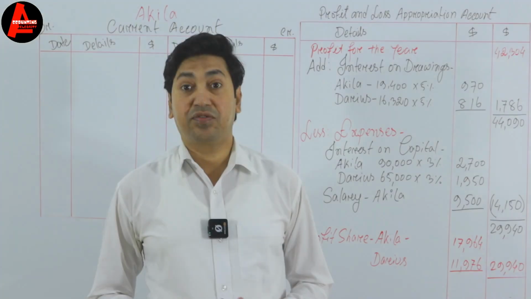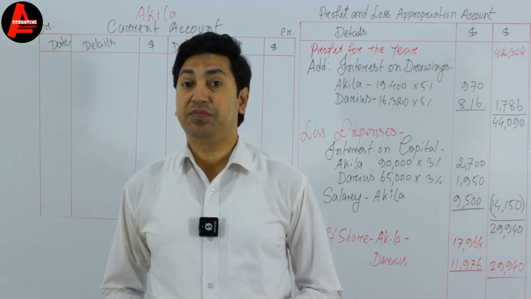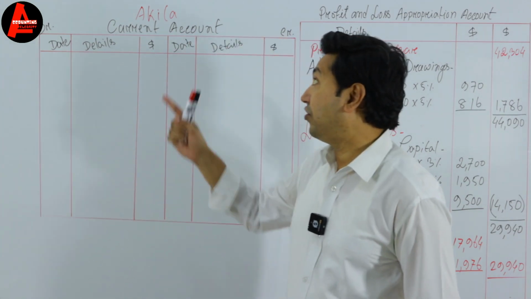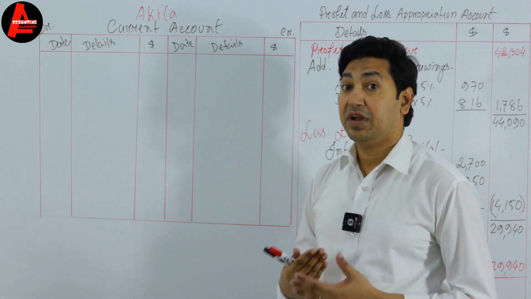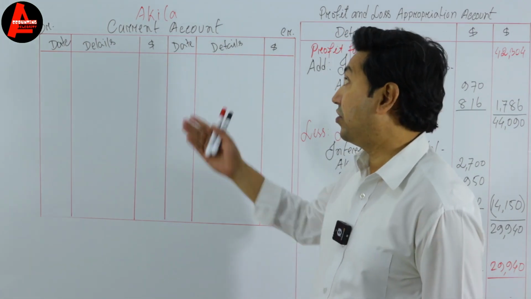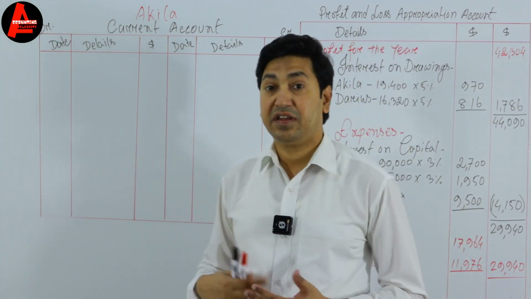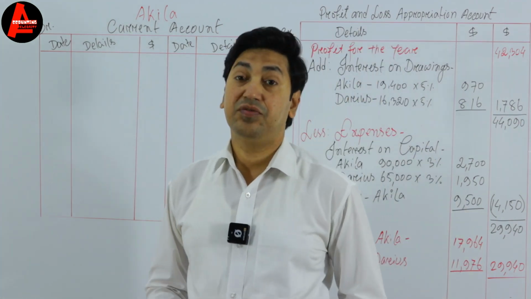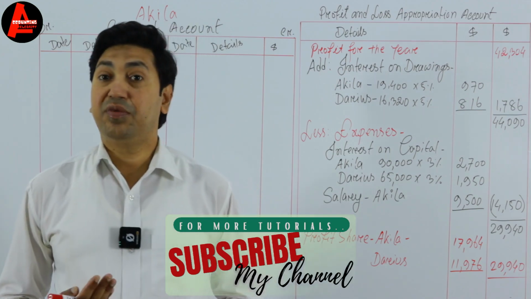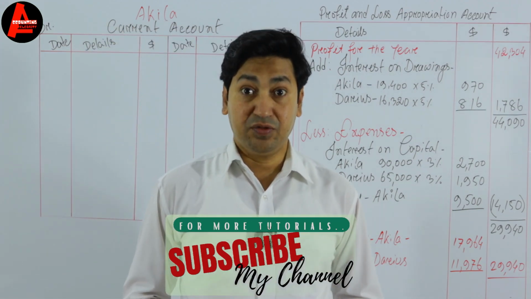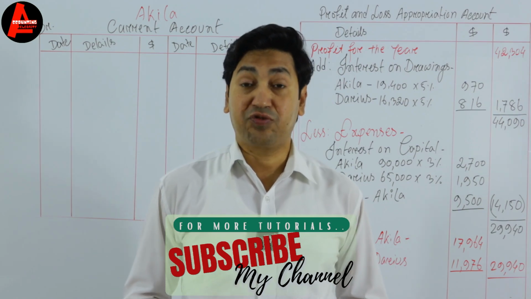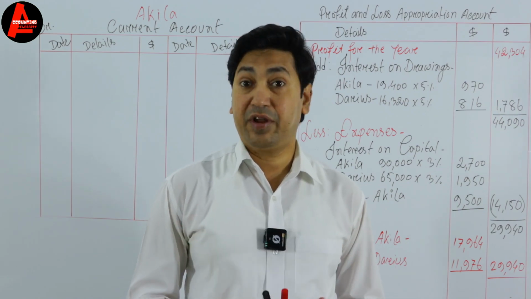So now from this information, we will prepare the current account for Anika. Here we have two partners, but I'll show you only for Anika. If you understand Anika, I believe you can do it for Darius also, because the structure and steps are all the same. Just you need to know where to write the things given in the question.